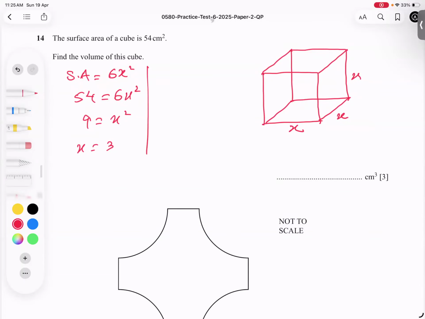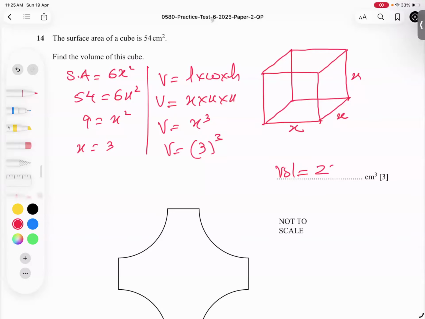Now, after this, student, what to do? We need the volume of the cube. What is the volume formula? Length into width into height. So length is x into x into x. So volume turns out to be x to the power 3, and that is 3 to the power 3. 3 to the power 3 means 3 multiplied 3 times. And finally, we get volume equal to 27 centimeter cube. I believe the point is very clear.